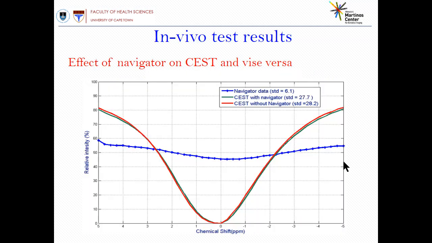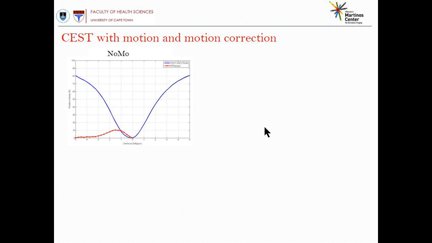The first test we did was to check whether the navigator has an effect on the CEST signal and vice versa. So we plotted the CEST spectrum for both the navigator and the CEST scan. This blue curve indicates the navigator data throughout all of the CEST scans. As you can see, the CEST doesn't have a significant effect on the navigator. Also, this red line indicates CEST without the navigator, and the green indicates CEST with the navigator. Both look the same, so adding the navigator doesn't have an effect on the CEST.